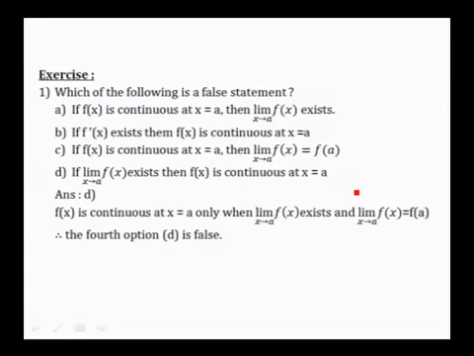Not differentiable at x equals a, like that. Which of the following is a false statement? On the exercise problem, let us see. If f(x) is continuous at x equals a, then limit of f(x) as x tends to a exists.